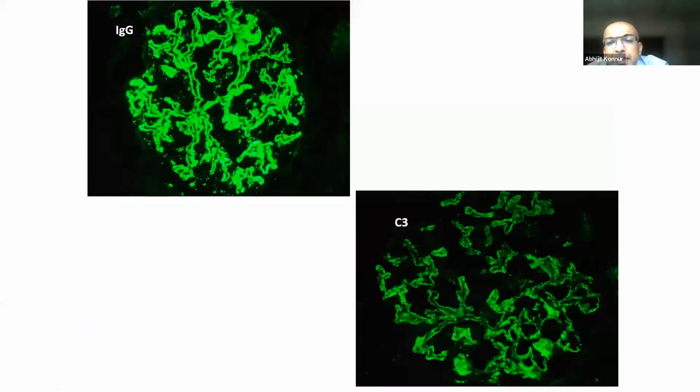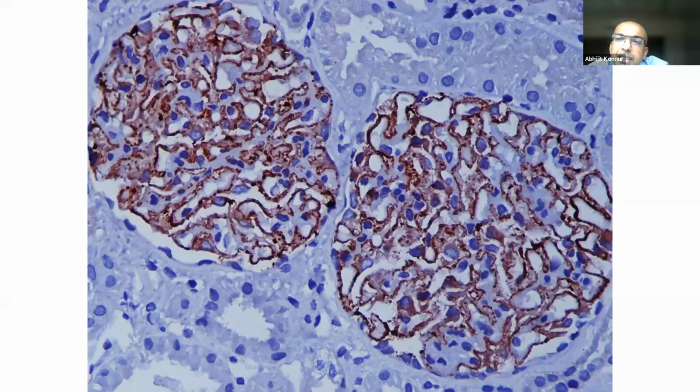Now IgG and C3 light up, and C3 lights up very strongly as compared to IgG. And this is the specific stain used for PLA2R. They light up along the glomerular basement membrane. So this is PLA2R positive membranous nephropathy.